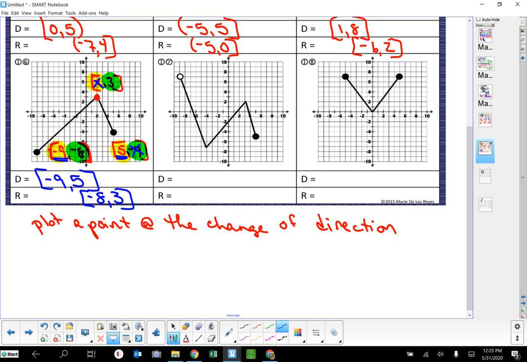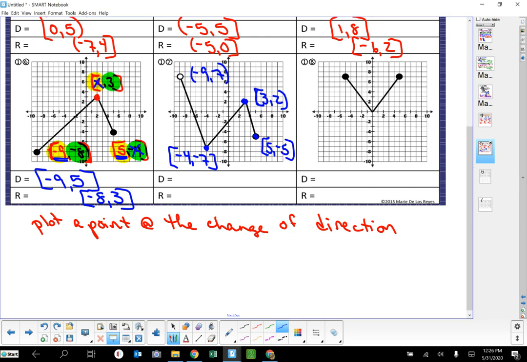On this next one, we would have an open dot here. So this is negative 9, 7. We're going to add a dot where it changes direction. So that's negative 4, negative 7. We're going to add another dot where it changes direction. And that's going to be 3, 2. And then this last dot is going to be 5, negative 5.